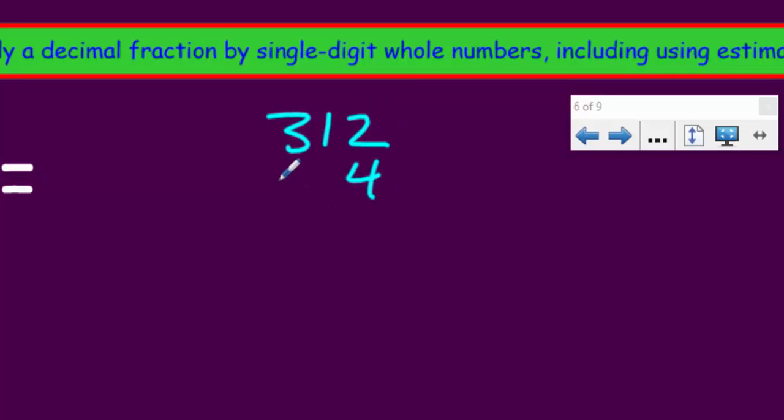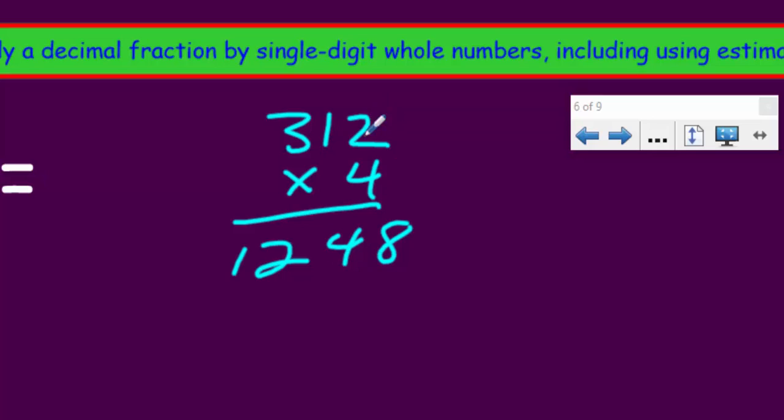312 times 4. Well, we have 8, 4, and 12. So we multiplied our 2 and our 4, then our 1 and our 4, and then 3 and 4. All right, so we end up with 1,248. But remember, this is going to be hundredths.